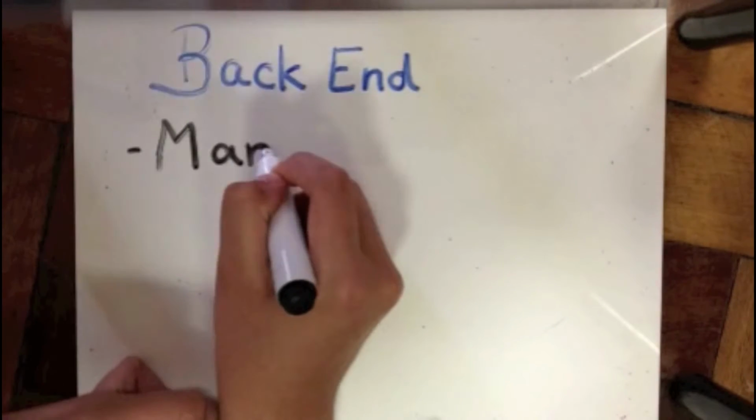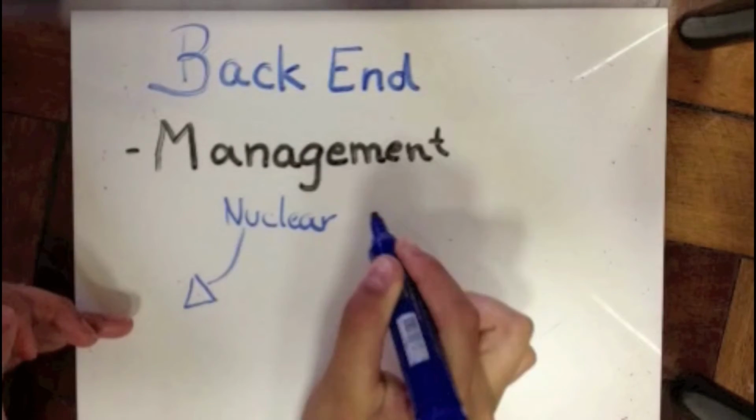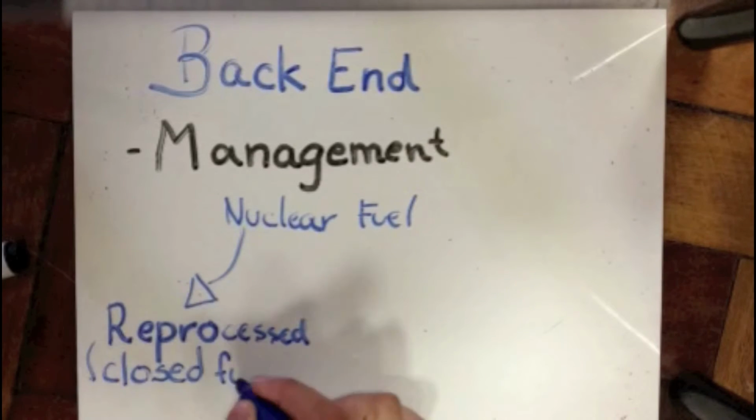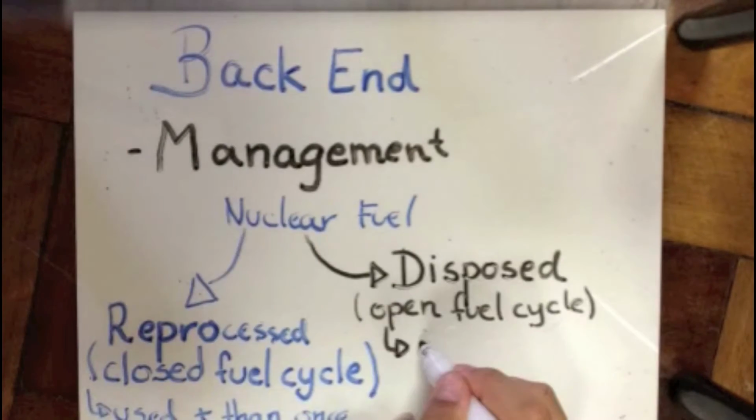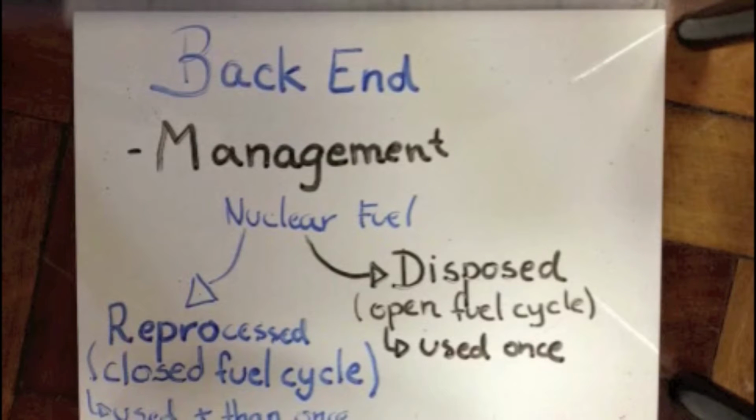Finalizing, we have the back end, which is responsible for safely managing, containing, and either reprocessing or disposing the fuel. If the fuel is only used once, it is disposed and the cycle is called an open or once-through cycle. However, if the fuel is reprocessed, which means used more than once, it is called a closed fuel cycle.